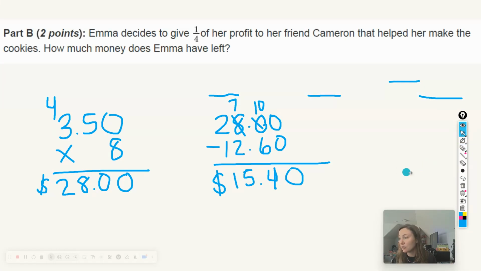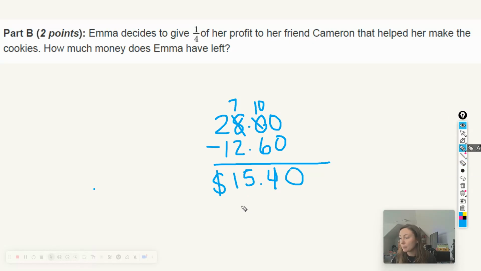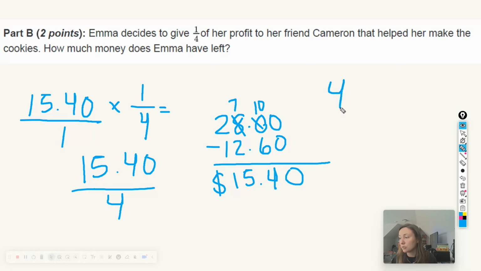So for part A, her profit is $15.40. And then for part B, it says that she gave a fourth of her profit to her friend Cameron. How much money does Emma have left? So I could either multiply $15.40 times 1/4, and you can actually just put this over 1. What will happen when you do this is you get $15.40 over 4. So finding 1/4 of something is also the same as dividing by 4. So you would divide your money, $15.40 divided by 4.